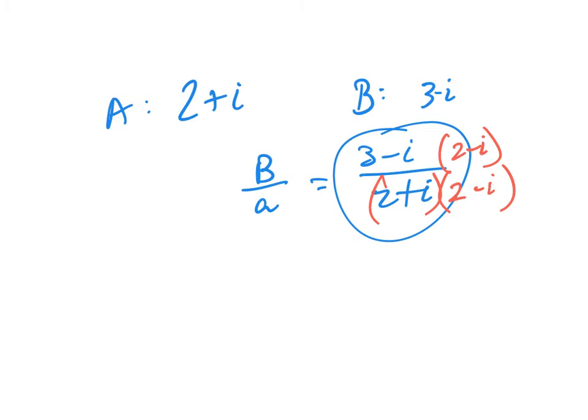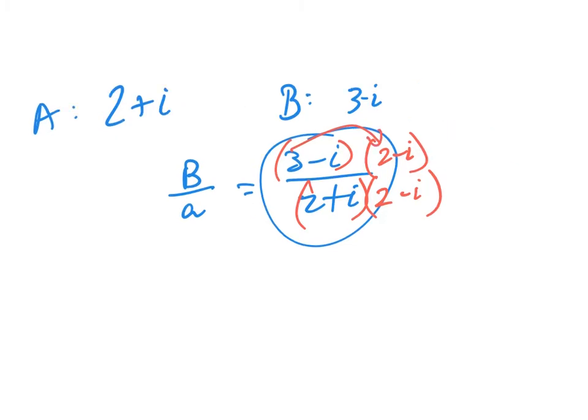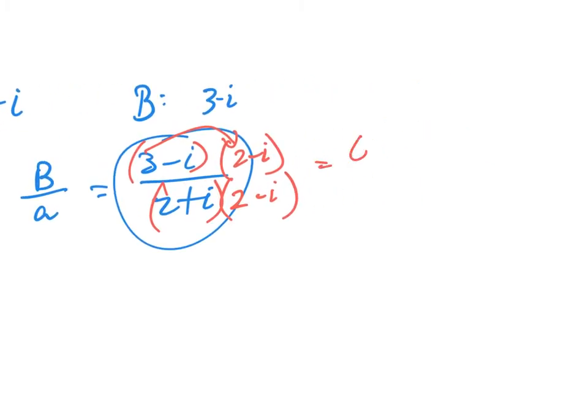All right, so take a moment, multiply out the top. 3 times the 2, 6. 3 times the -i, -3i. -i times the 2, -2i, and -i times -i, plus i squared. All over on the bottom. You multiply it out. That's typical work for today.